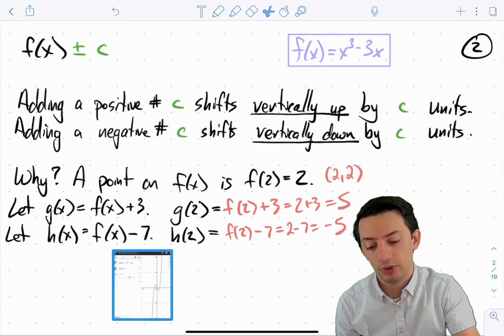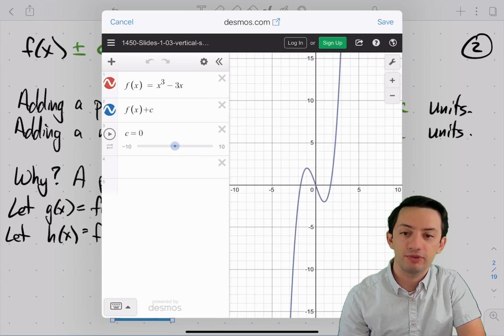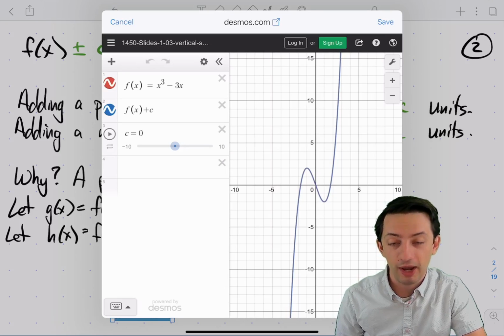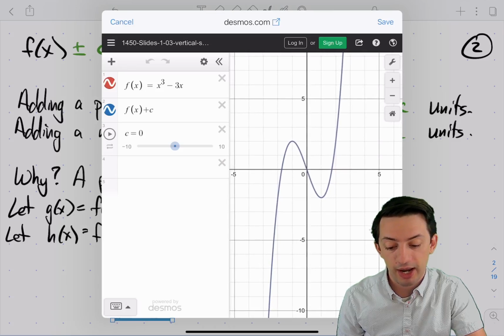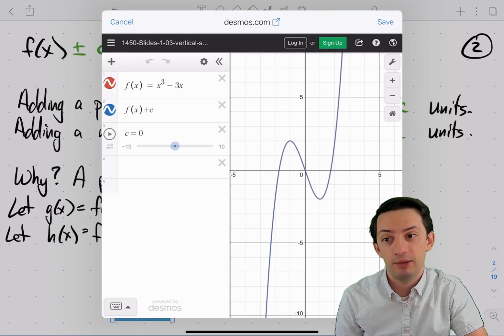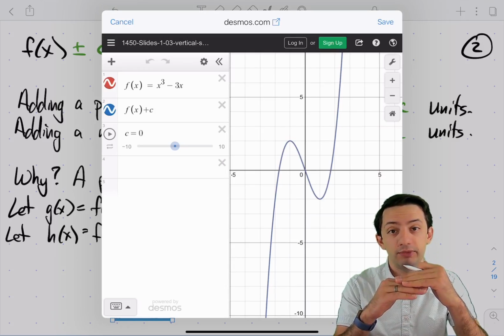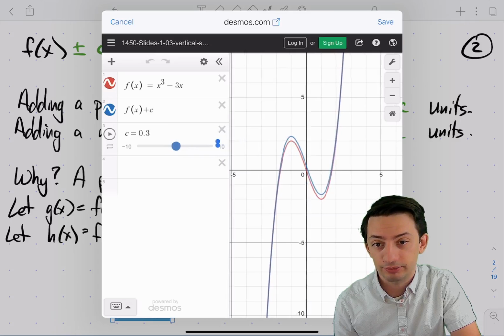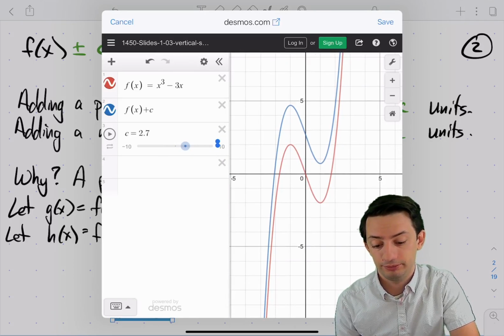Now let me go into our graphing calculator, and I'm going to show you a nice little example for each of these transformations. So the first function I have graphed in red, and you can't see it here because the blue one is directly on top of it, is our x cubed minus 3x. In blue is what happens when I add c, and I have a little slider here for c. So when c is 0, they're obviously exactly the same. That's why you can't see the red one. When I make c positive, the blue one now slides up.